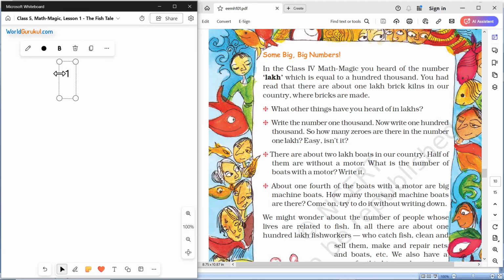1, 10, 100, 1000, and we use a comma after 3 zeros. This is 1000, and next 10,000. 1 followed by 4 zeros, then 5 zeros, and here we put a comma. This is 1 lakh. This is 1, 10, 100, 1000, 10,000, 1 lakh.